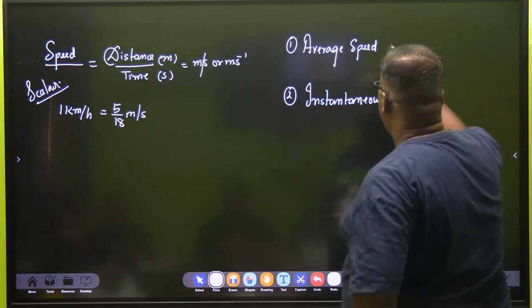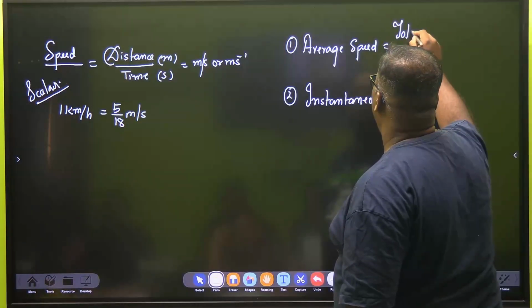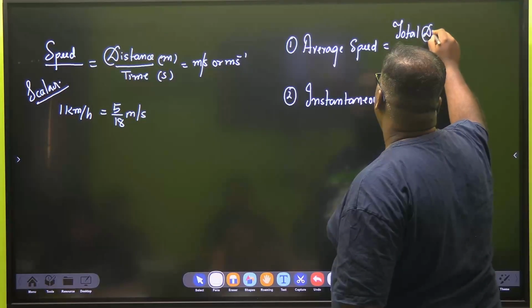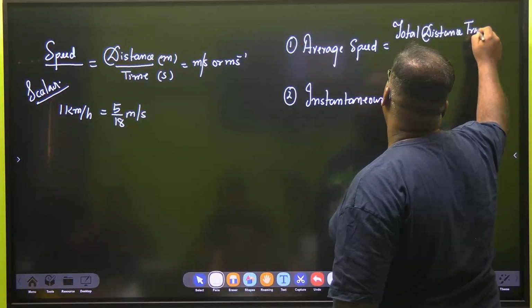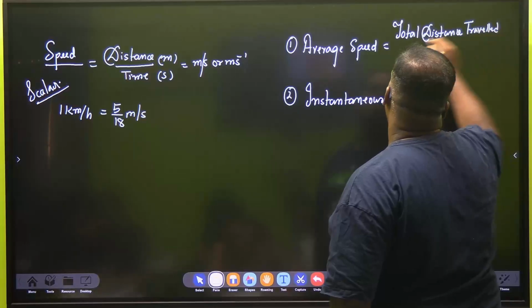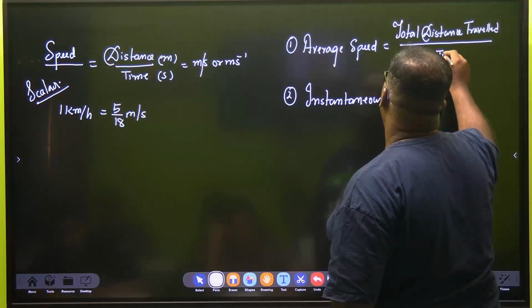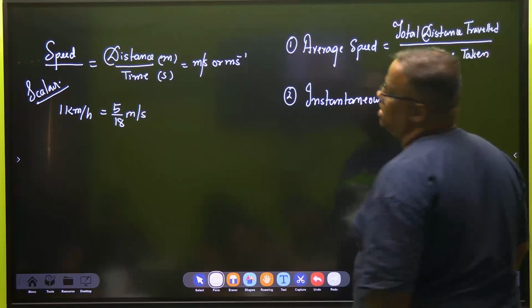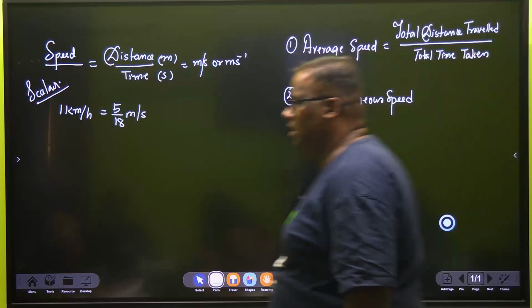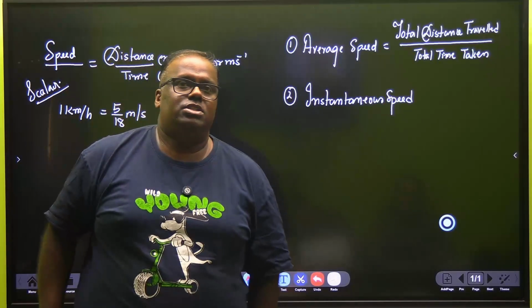So the average speed is given by the total distance traveled, TDT, by total time taken, right? Total distance traveled by total time taken. Now let's try to understand this parameter, okay? Total distance traveled by total time taken.